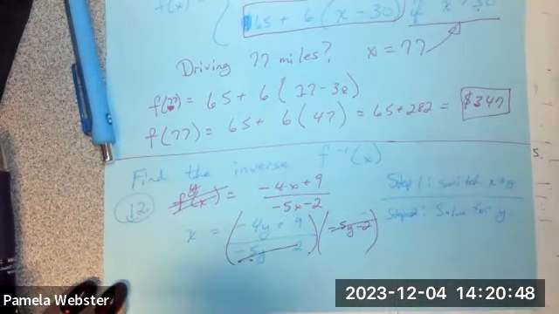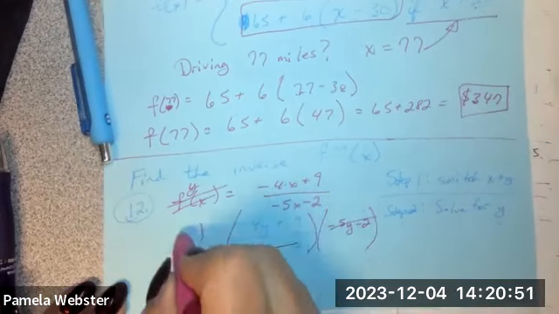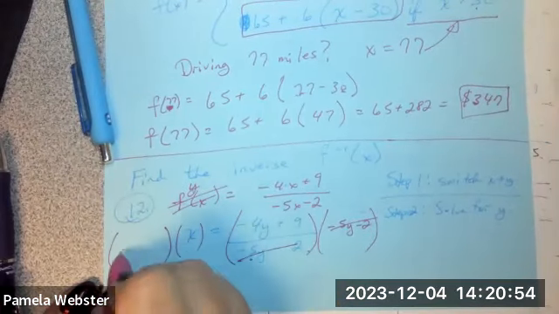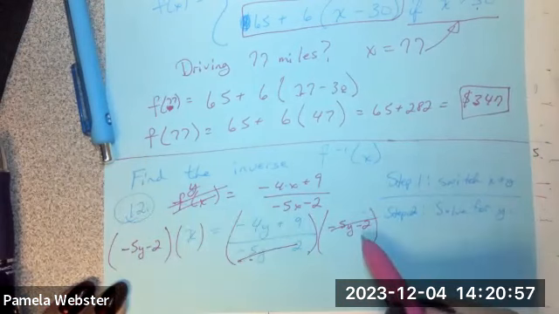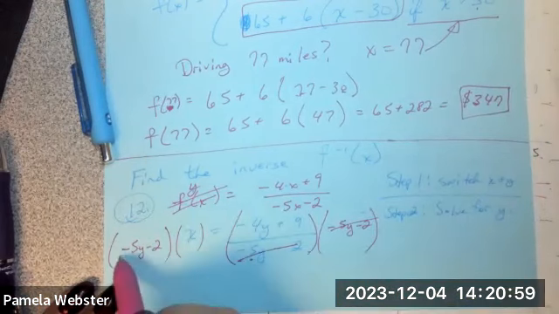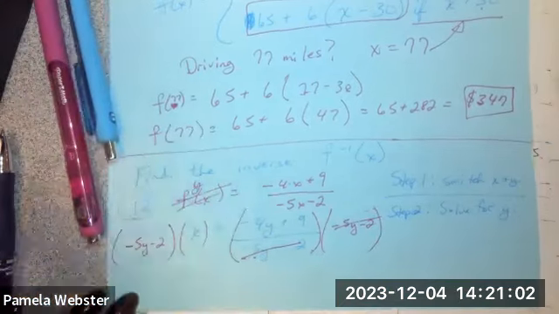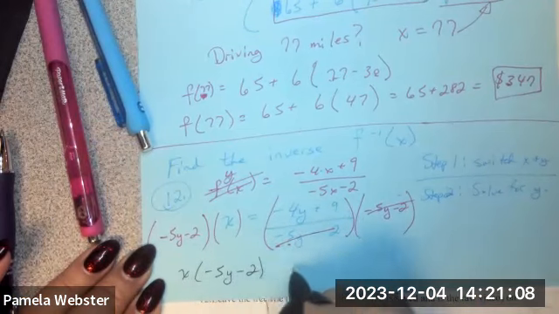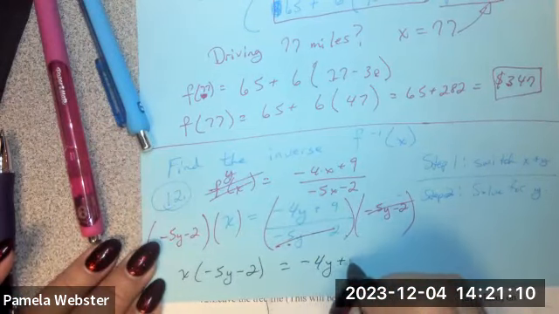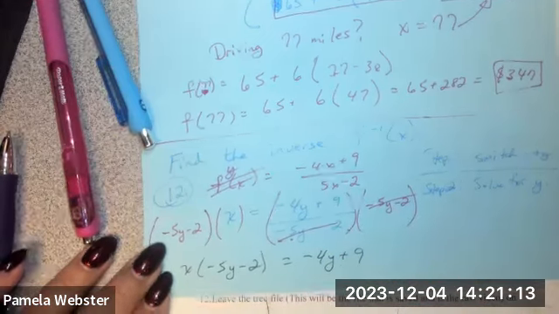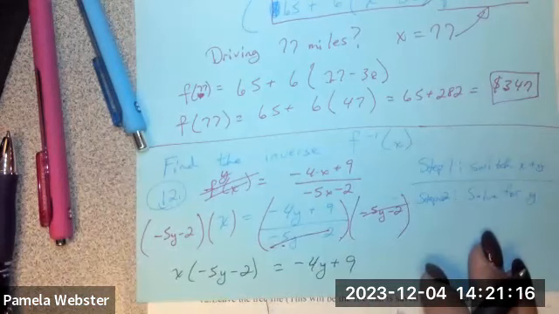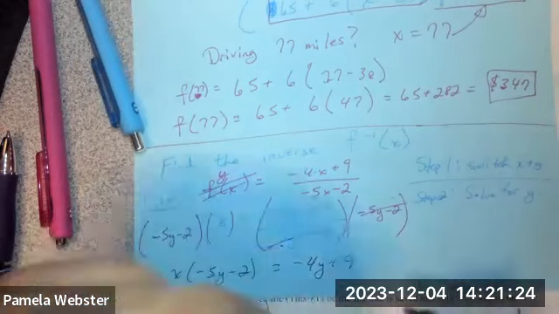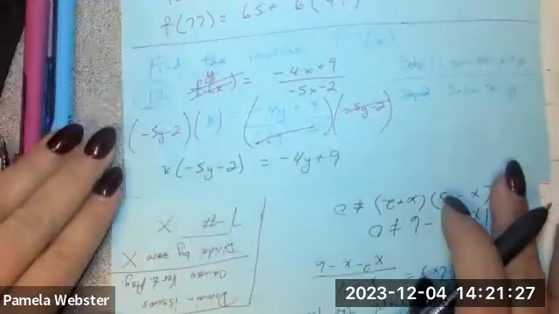Whenever I do that, it's going to clear out on the right-hand side, but don't forget, whatever you do on the left-hand side, you have to do on the right-hand side. So I multiply here by -5y minus 2 as well. So over here, I've got x times -5y minus 2 is equal to -4y plus 9. Remember that what we're after here is to get the y value completely by itself, because it says solve for y, right?